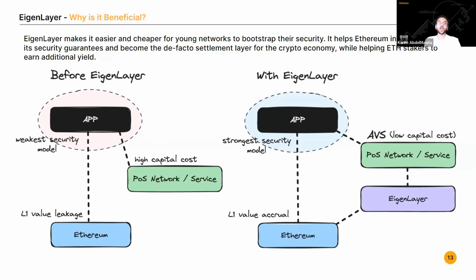And as a last piece of consequence, EigenLayer is quite impactful because it allows Ethereum to become the de facto settlement layer for the crypto economy. This is quite huge, but it also has its risks, which we will talk about in the next slide. But again, if we want the crypto ecosystem to be resilient and robust, then we need to rely on the strongest chain. And of course, in that case, this is Ethereum.